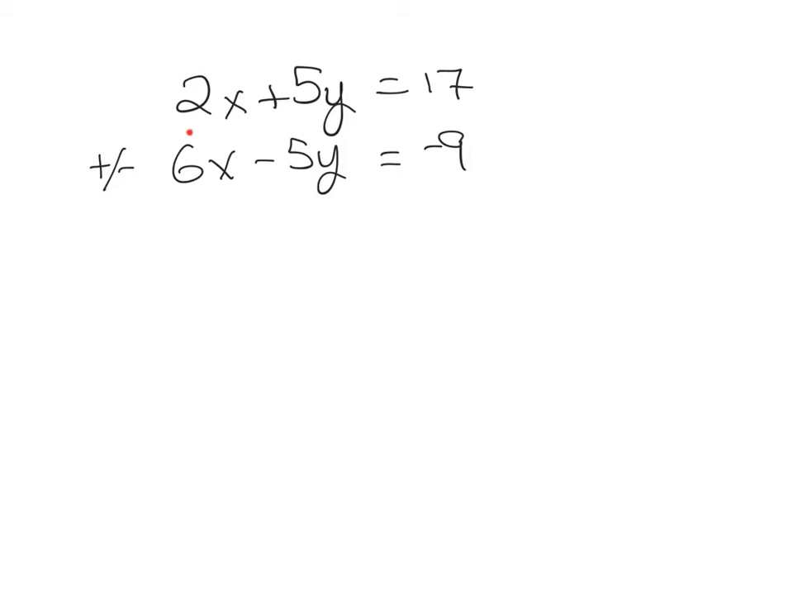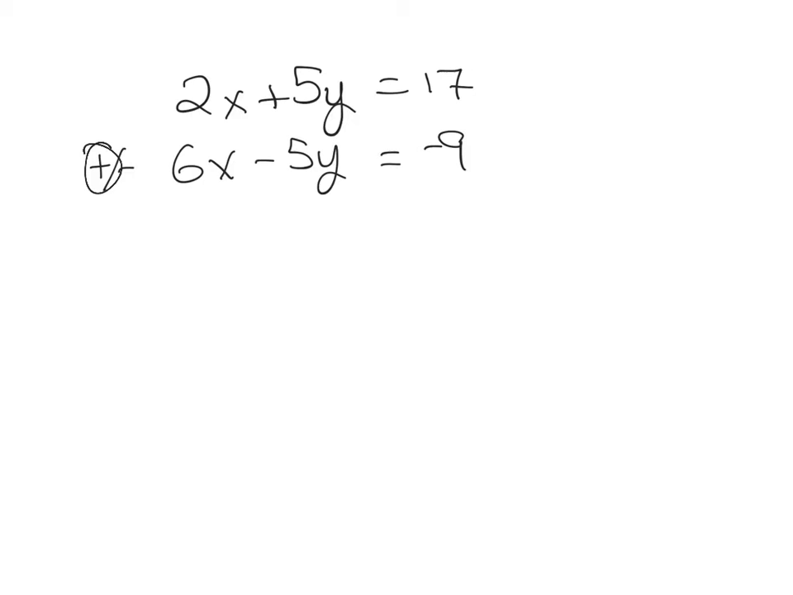So let's first look at our x's. If I add or subtract these two values, are they going to eliminate? No. If I subtract, I'm going to end up with negative 4x. If I add, I'm going to have 8x. So in neither case does it eliminate x altogether. However, looking over here, I notice that I have positive 5y and negative 5y. If I add these two values together, I'm going to get 0y, thus eliminating this variable. So I'm going to choose addition for this one.